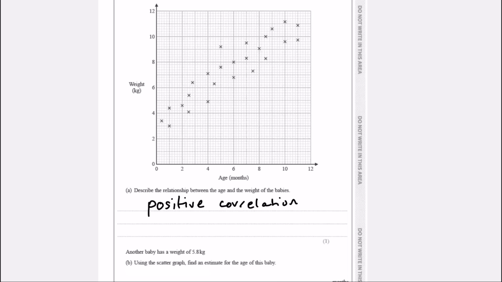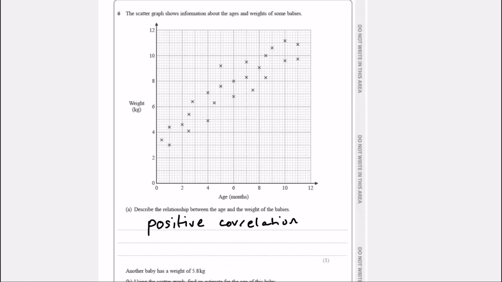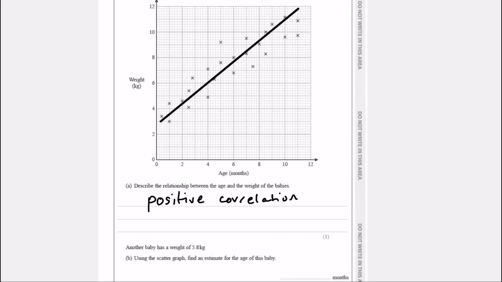Another baby has a weight of 5.8 kilograms. Using the scatter graph, find an estimate for the age of this baby. So whenever we're using a scatter graph, we need to draw a line of best fit. It's a line that goes through the points, minimizing the distance between the points and the line. So roughly the same number of points on both sides, and showing the relationship, going up with the relationship. And then we just use it.